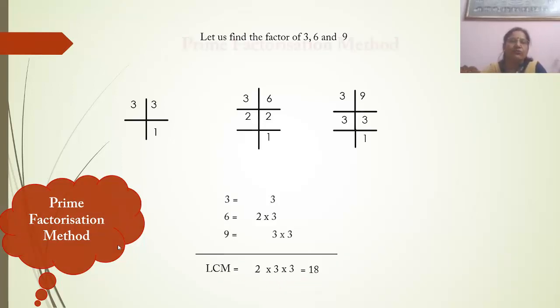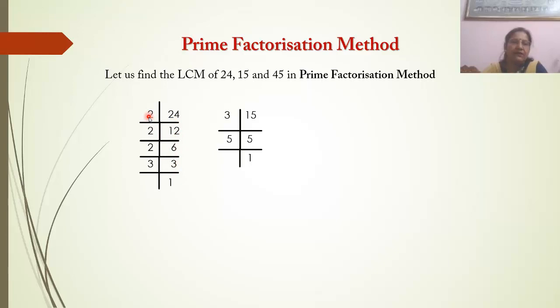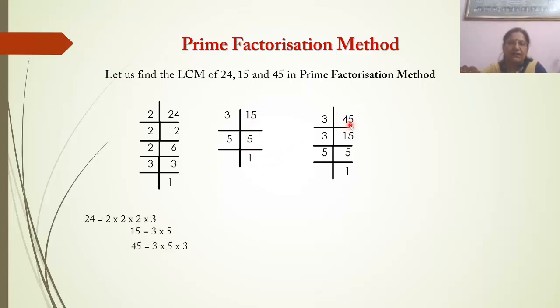Let us take one more example. We are taking 24, 15 and 45, three numbers, and we are finding out the prime factorization of these three numbers. The prime factorization of 24 we find out by the division method. Again we find the factors of 15 and of 45 by the division method. They are 3 into 3 into 5 for 45, 3 into 5 for 15, and 2 into 2 into 2 into 3 for 24. So now we have 24 equal to 2 into 2 into 2 into 3, 15 equal to 3 into 5, and 45 equal to 3 into 5 into 3.